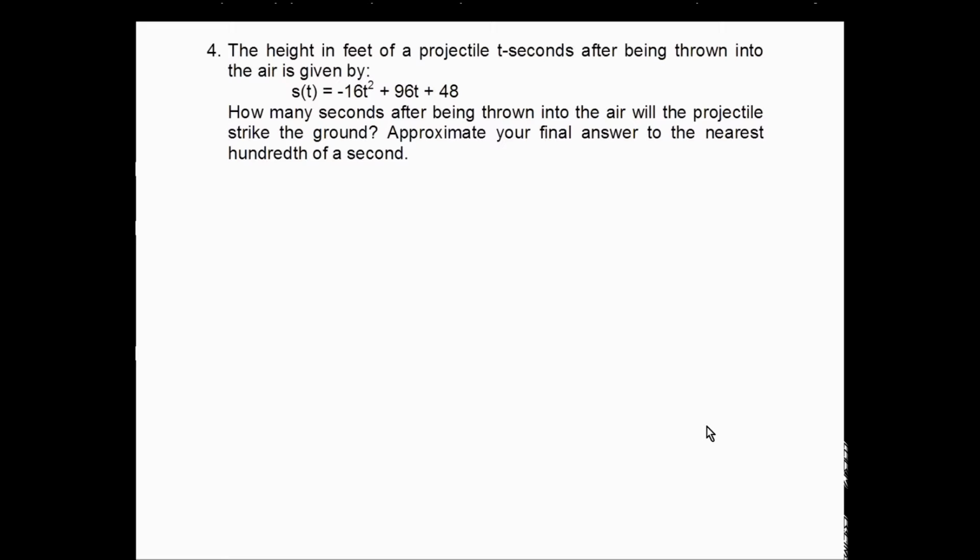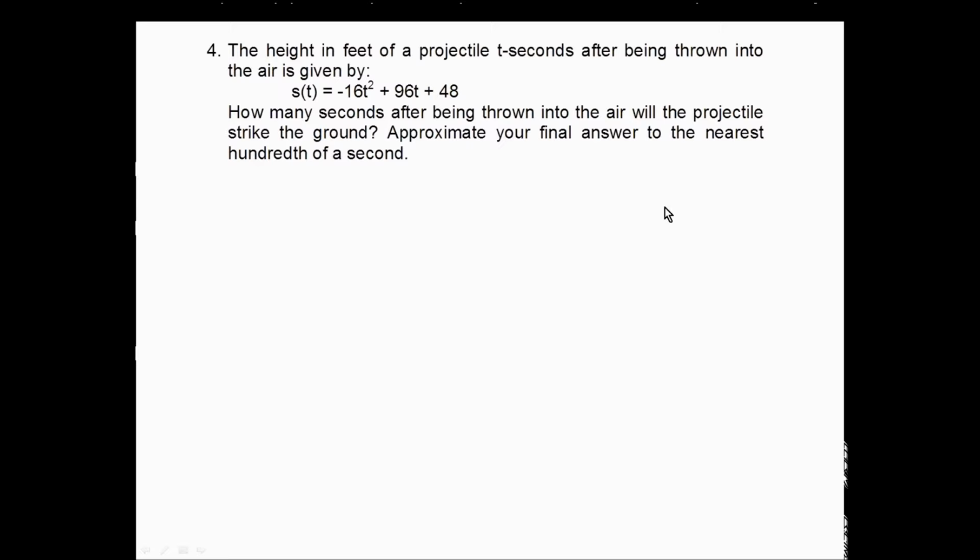Hundredth is 2 places. Negative time doesn't make sense. So this is the height in feet above the ground. If I'm striking the ground, this has to equal 0.